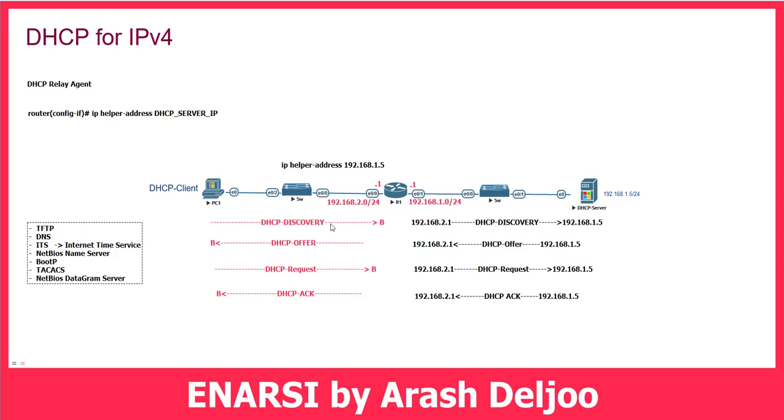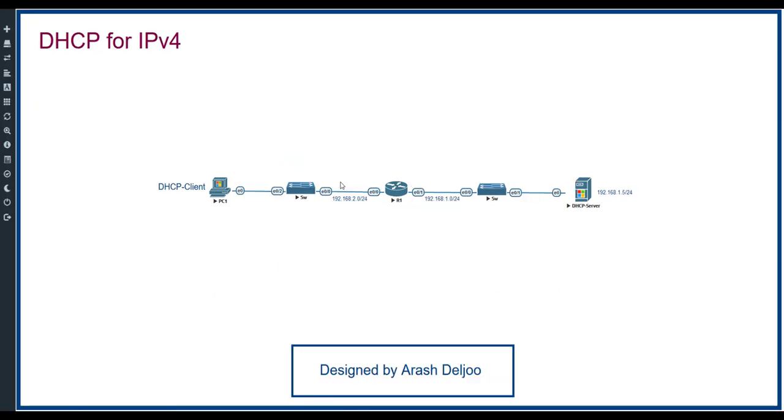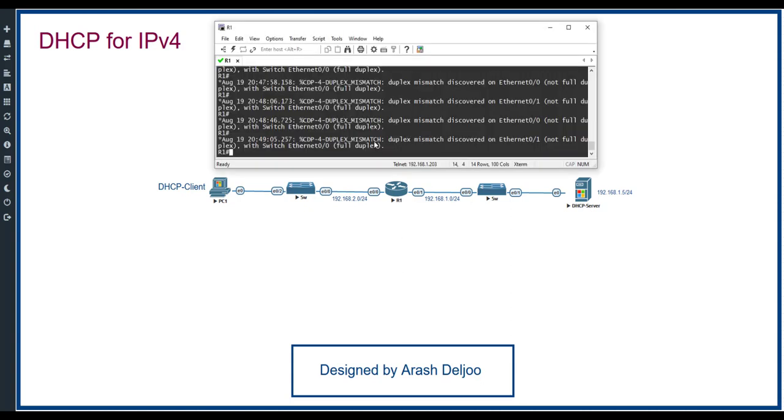Let me show you this scenario, and now we can experience this function. Look at here, we have one scenario: R1 connected to this switch and then to PC1, and R1 connected to the next switch and also the DHCP server. Until now I didn't configure the IP helper address on the interface of router 1. Let me show you the configuration of router 1.